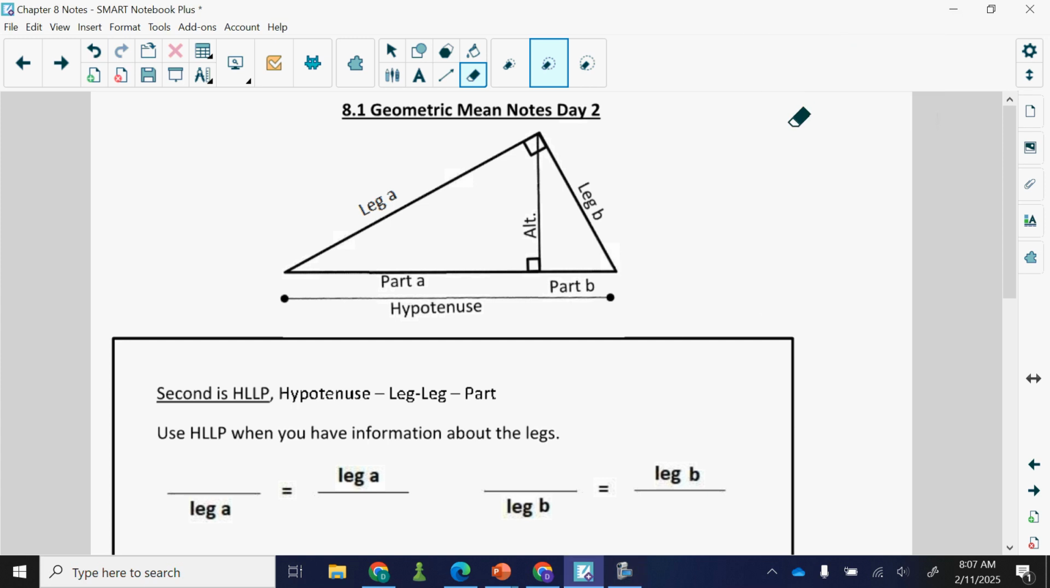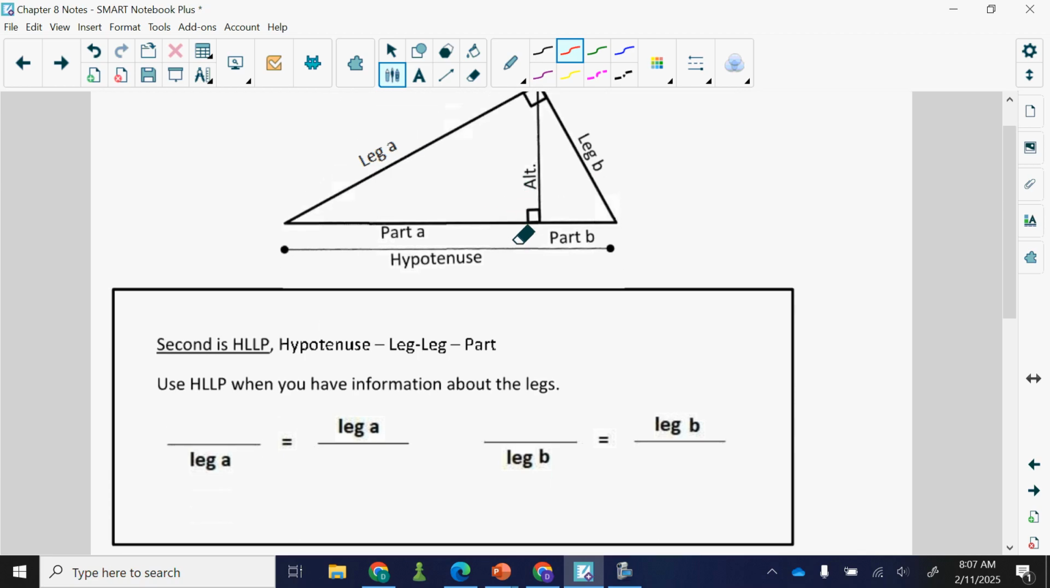So today we're going to be looking at geometric mean. Okay, this is day 2 of geometric mean. So yesterday we learned something called PAP, which was using geometric mean for a relationship within triangles to find missing sides. Today we're going to do something similar, except just a different relationship.